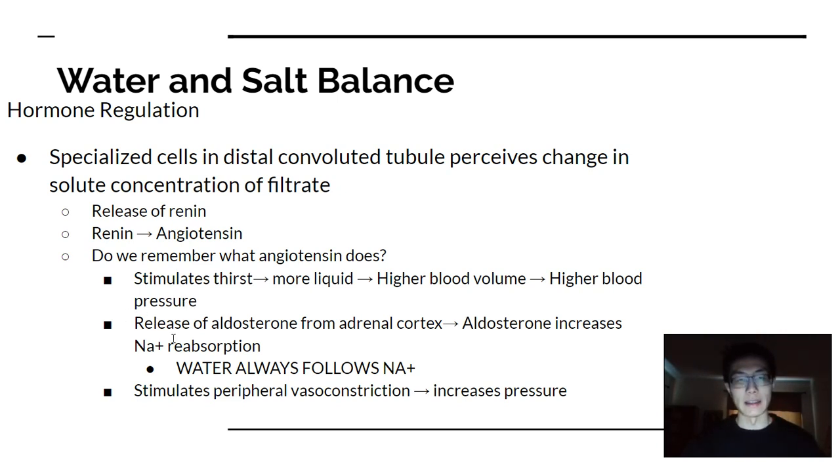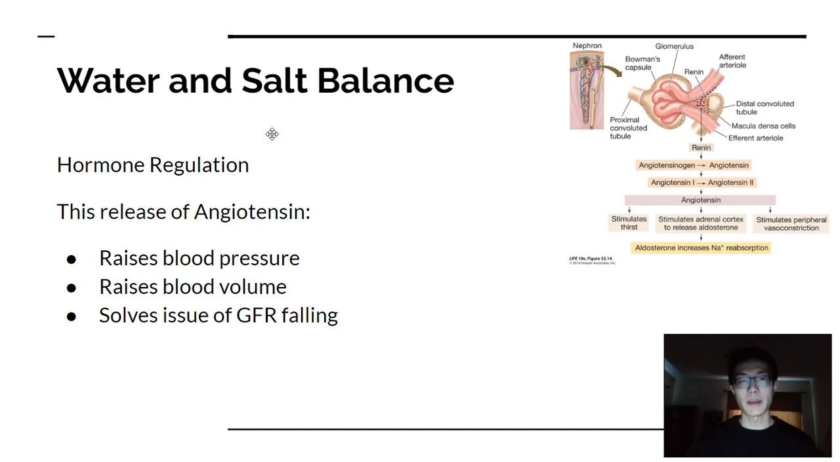We also have potentially the release of aldosterone from the adrenal cortex. The adrenal cortex releases this hormone called aldosterone, along with other things like cortisol. Aldosterone increases sodium reabsorption. Water always follows sodium, so if you're reabsorbing sodium, the water wants to follow. So through absorption of sodium, you also absorb water as well. And so this ultimately stimulates peripheral vasoconstriction, which thus increases pressure. Okay. So in summary, hormone regulation can control your GFR, and this release of angiotensin raises blood pressure, raises blood volume, and solves the issue of the GFR falling. Okay. So that should make a lot of sense.